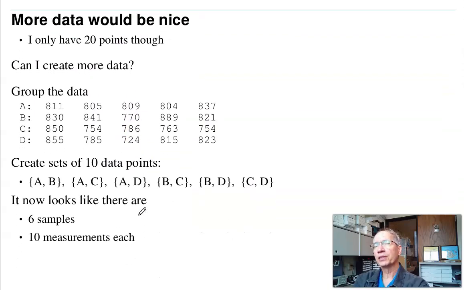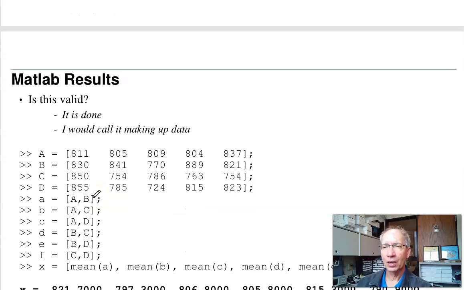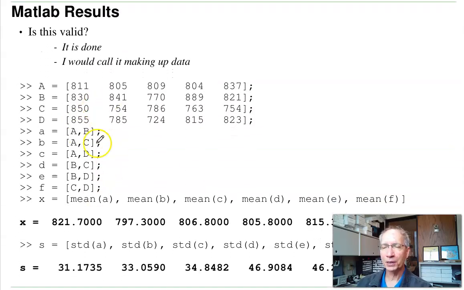Well, one approach, and this is done, I personally think it's fudging your data. It's not valid, but this is done: take your data, split it into 4 groups, then create 6 different data sets, populations A and B together, A and C, A and D, B and C, B and D, C and D. It now looks like I've got 60 data points: 6 samples with 10 measurements each. With that, I can say, here are my different populations, here's the average of each group, here's the standard deviation. I can do more analysis with that.